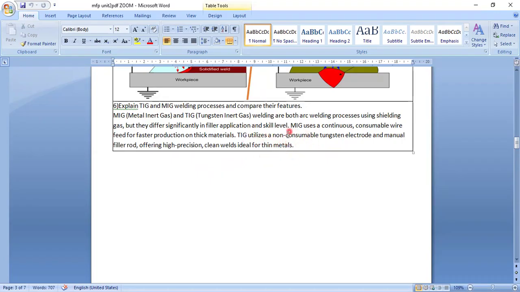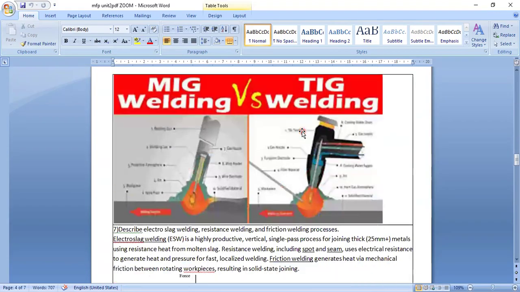TIG is non-consumable, as I said. It is used with filler rods for high precision, clean welds, thin metals. So TIG is this one, MIG is this one, continuous and non-consumable. Only one difference between TIG and MIG here.